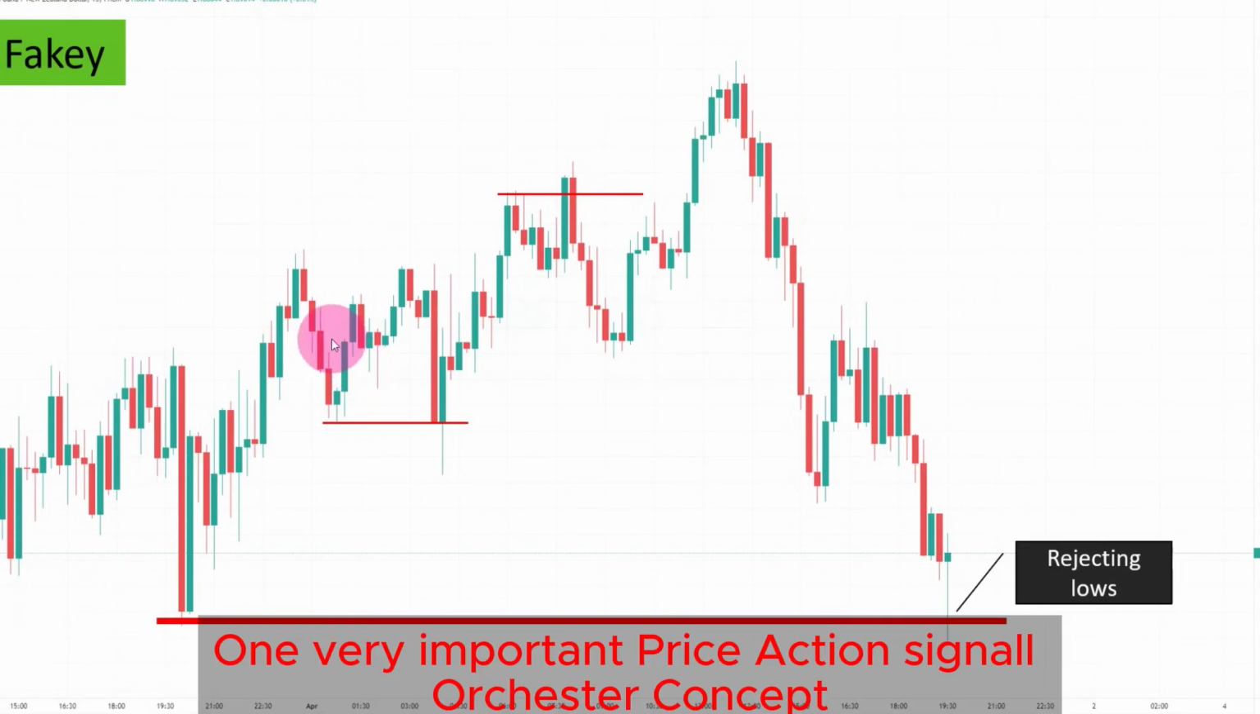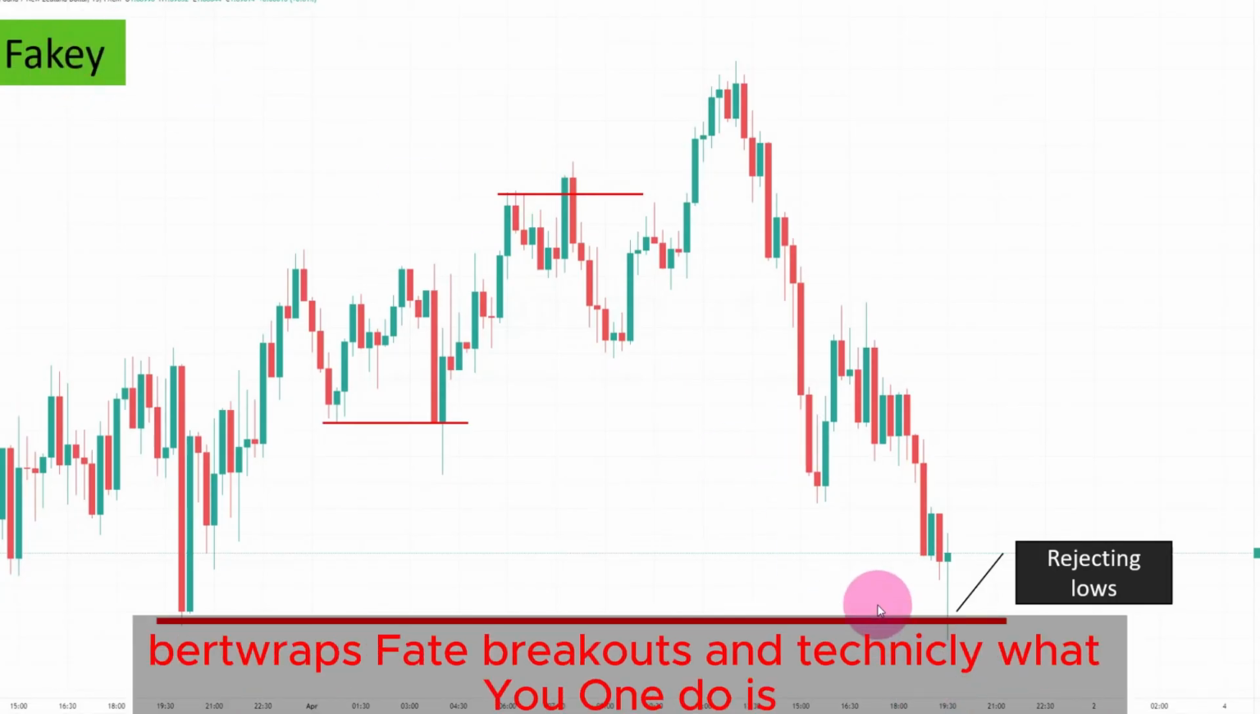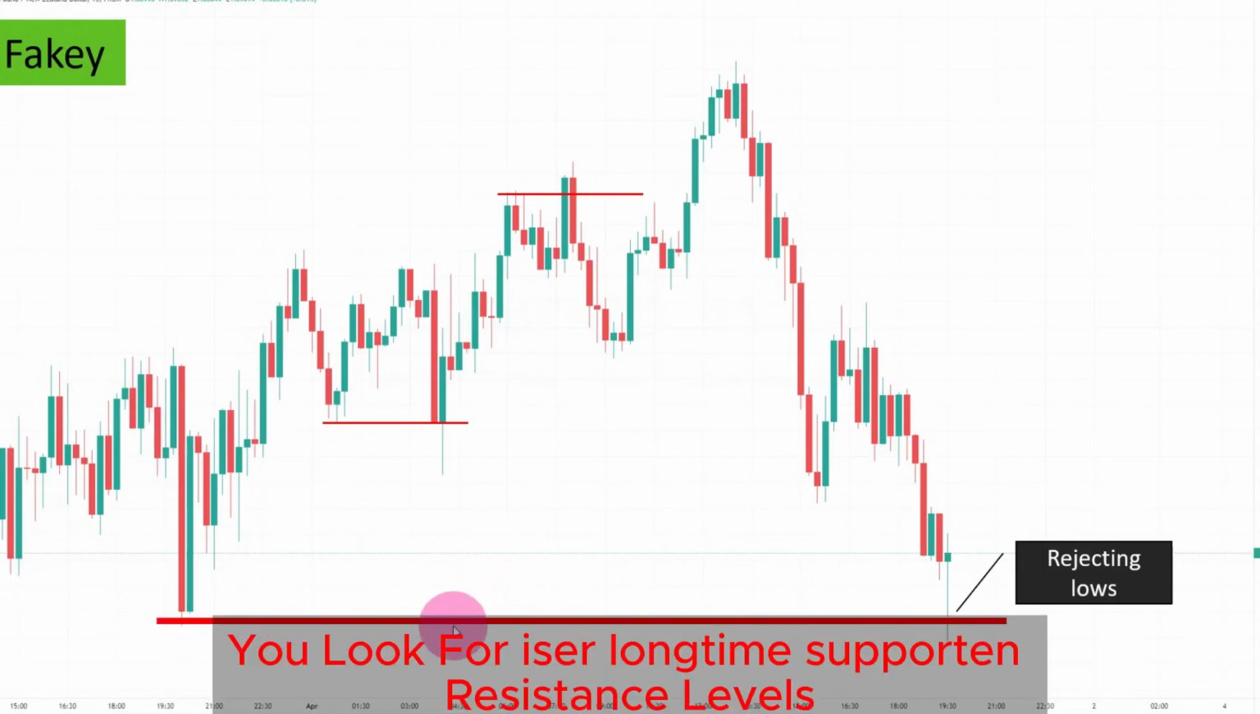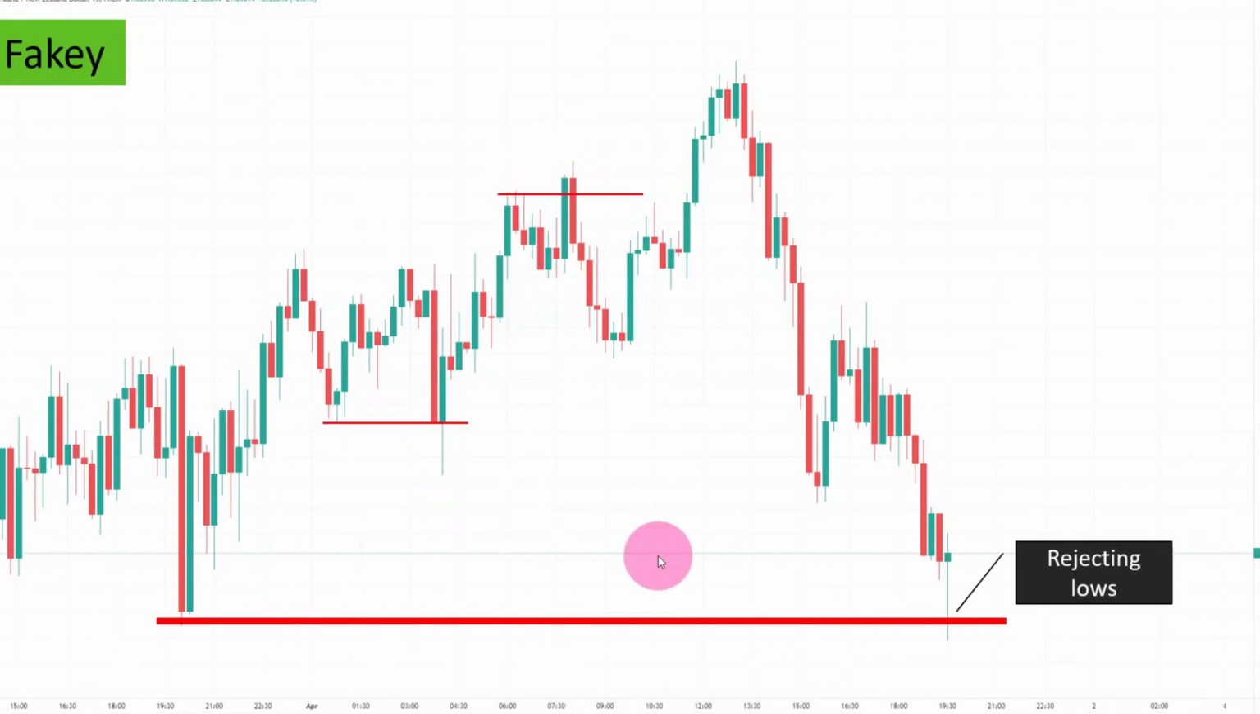One very important price action signal, or just a concept, is the so-called fakie, and some people may refer to it as bull traps, bear traps, fade breakouts. Technically, what you want to do is look for either long-term support and resistance levels, or short-term resistance levels, or just single swings. And what you want to look for is a rejection of the level.